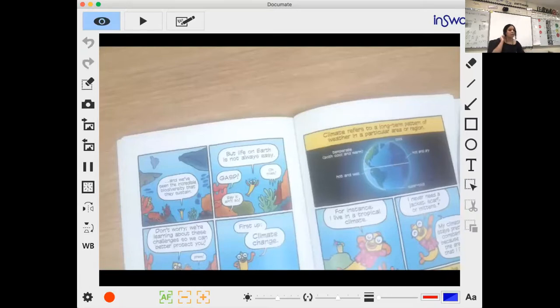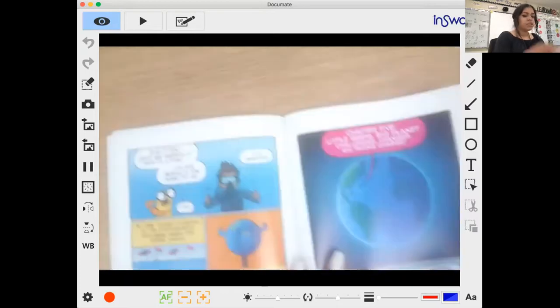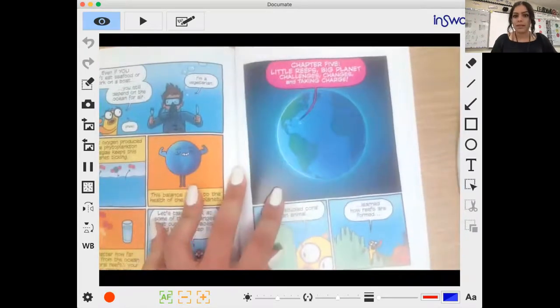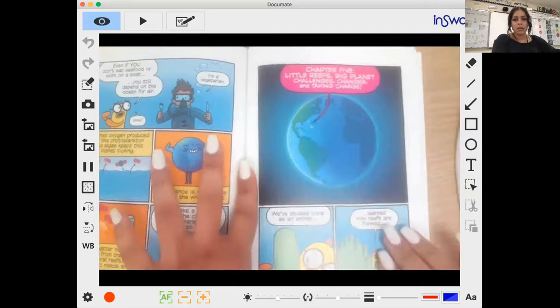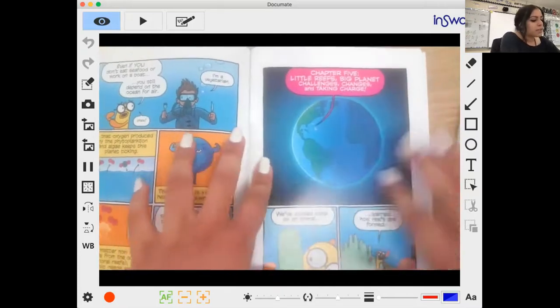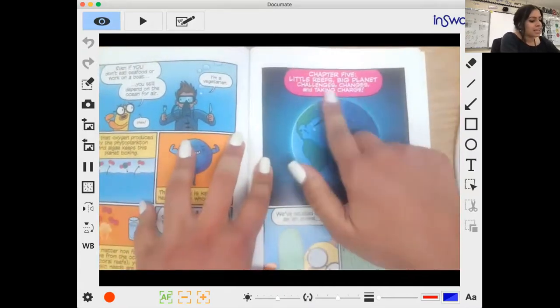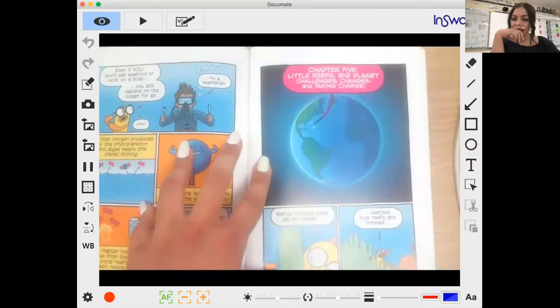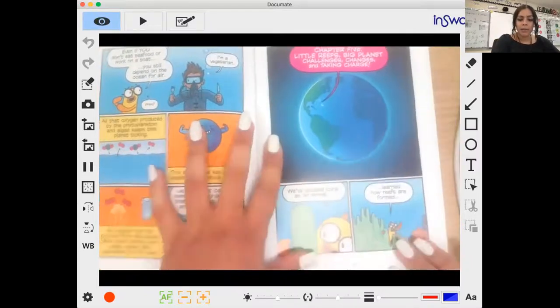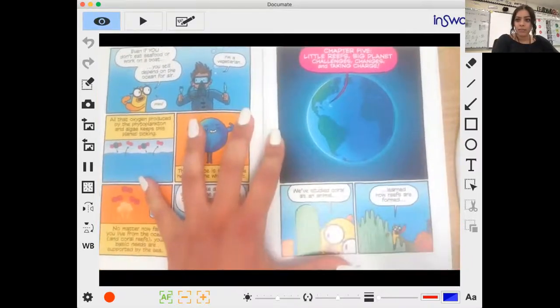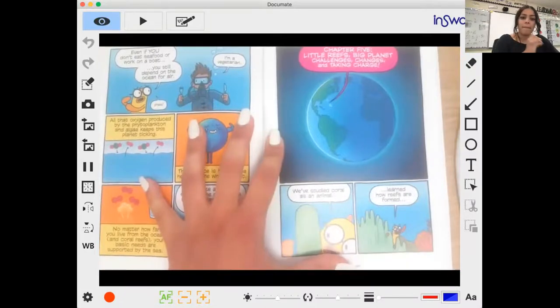I have my book open to chapter 5. This is the only header I'm getting that's giving me a hint at what this chapter is about. Little Reefs, Big Planet, Challenges, Changes, and Taking Charge. So that's giving me a hint of which question I'm going to answer, but I'm going to read on and figure out what information it's giving me to figure out how I can group it.